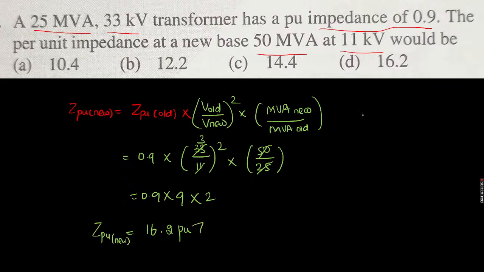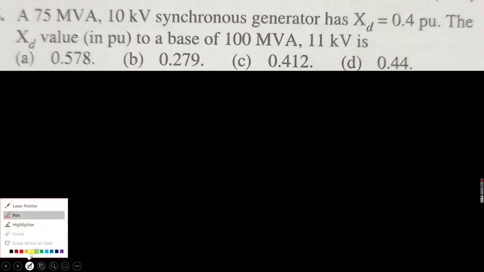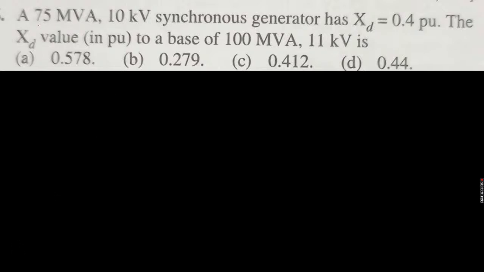Correct? So what is the correct answer? Option D is the correct answer. Let us go ahead with the next question. See what they have given next. In our question, the next case is a 75 MVA, 10 kilovolt synchronous generator has the direct axis reactance, that is synchronous reactance, of 0.4 per unit. The value of Xd new per unit to the base MVA 1, 11 kilovolt.